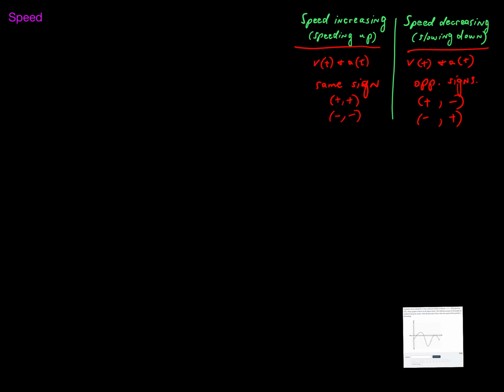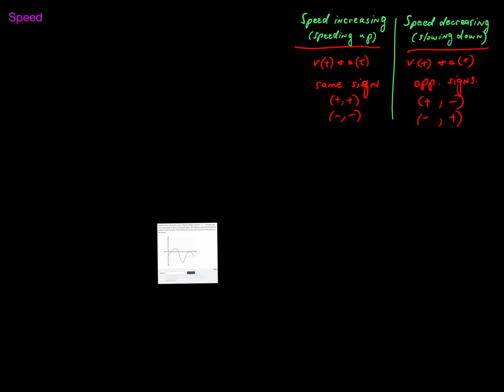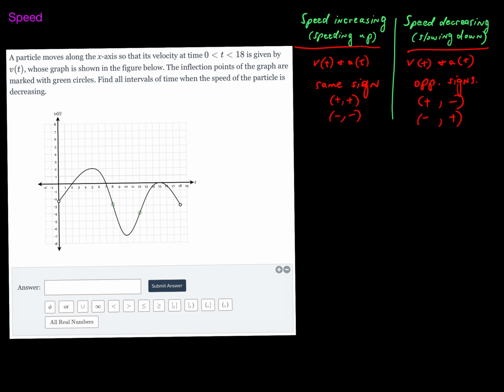Okay, here we go. All right, so for this one, it is looking for decreasing again. Now, I wanted to pick one that said increasing, but it really makes no difference. We're just looking for opposite signs versus the same signs. I like this one, though, because it gives you the velocity graph, not the position graph. So let's look at it from this perspective.